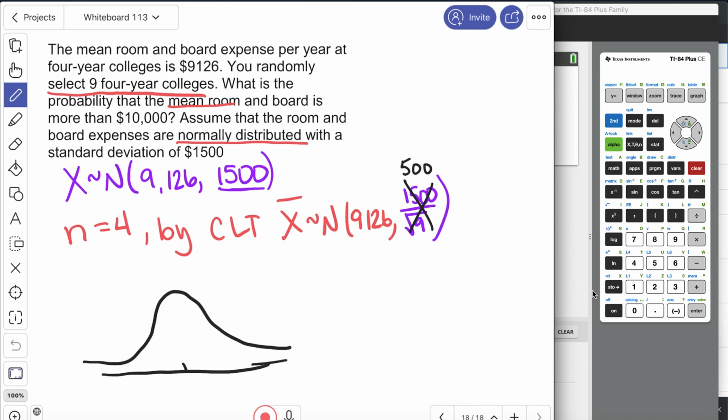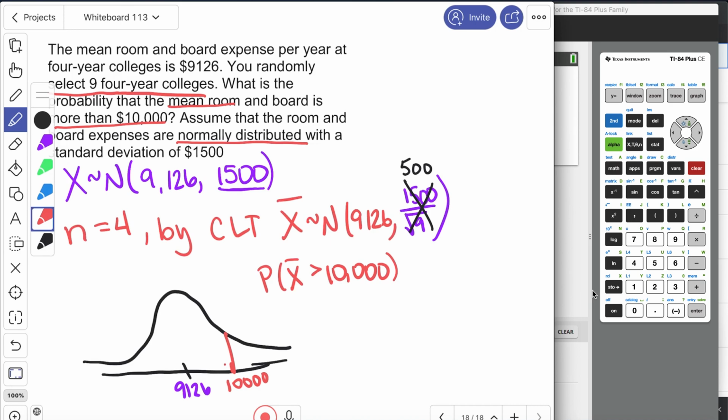We'll label the mean of the normal curve at 9126. And I want to find the probability that the x bar is more than 10,000, so greater than 10,000. Well, 10,000 falls to the right of this value, somewhere out here. And we're going to go more than that, so we need to shade it to the right.